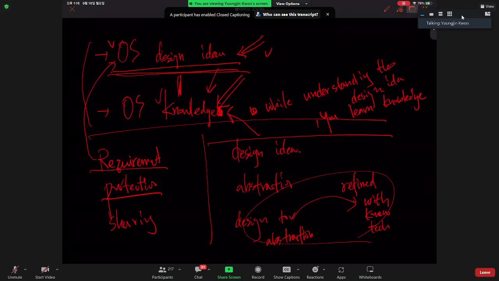Is it okay to change the screen? If someone is writing down something, do it right now. I will turn that. Okay? All right. So I will turn the screen. Moving on.